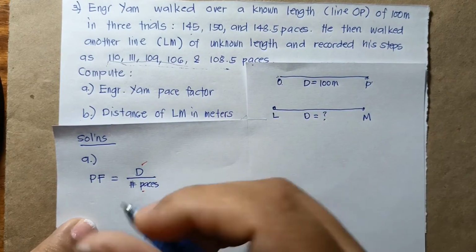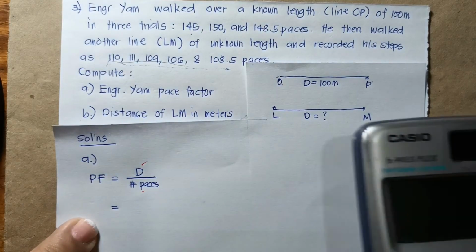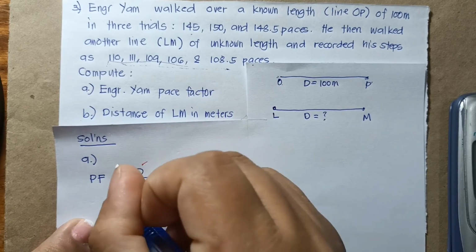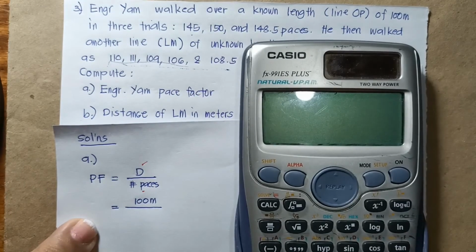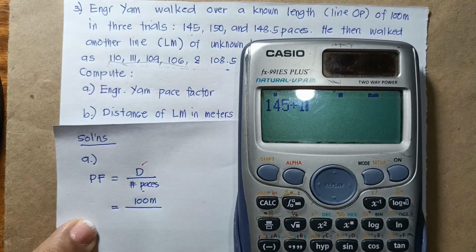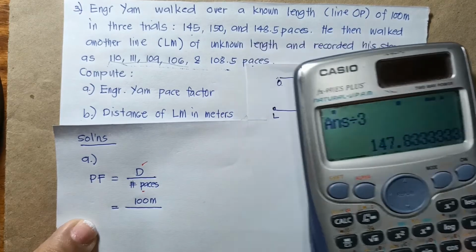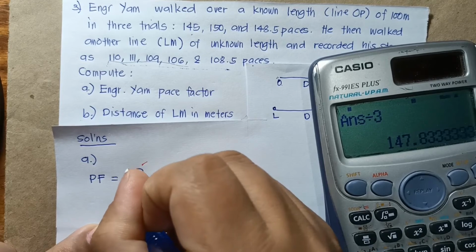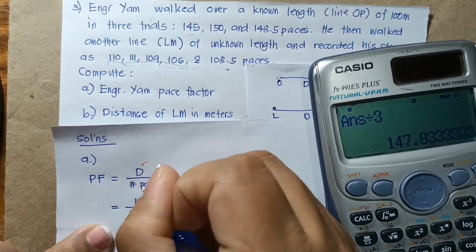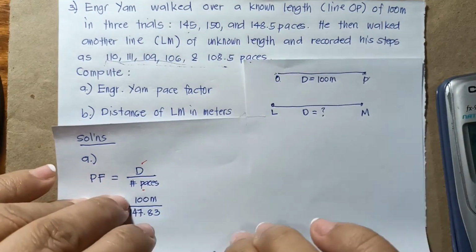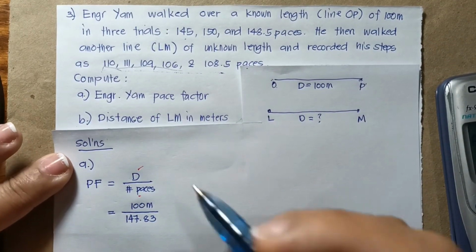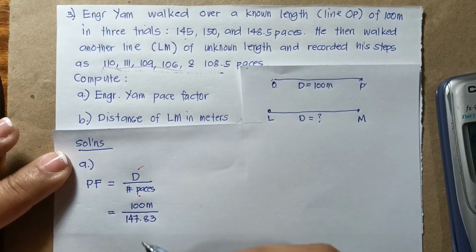Okay, so substituting to the formula, you have 100 meters over the average number of paces, 145, 150, 148.5 divided by 3, and the average paces is 147.8. Okay, so this is the average number of paces.